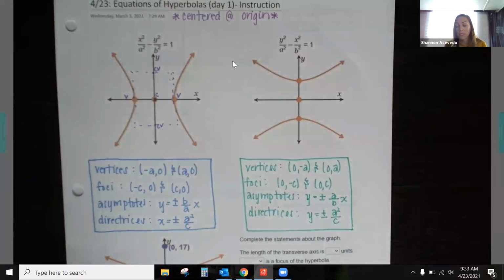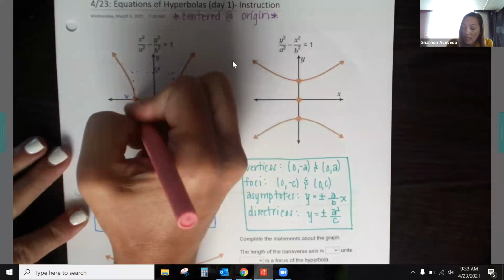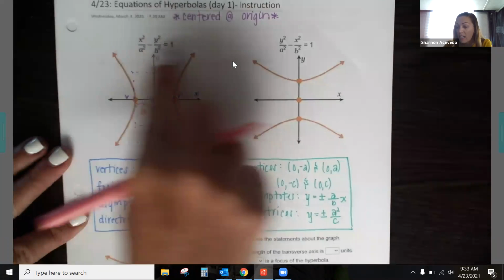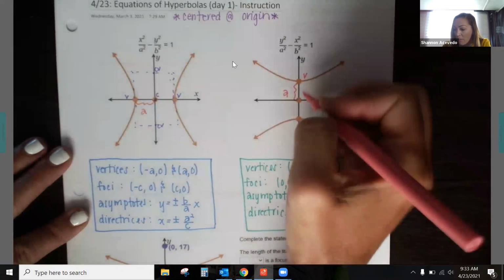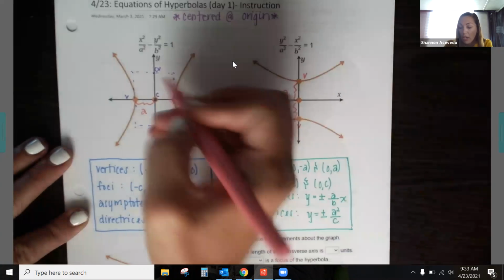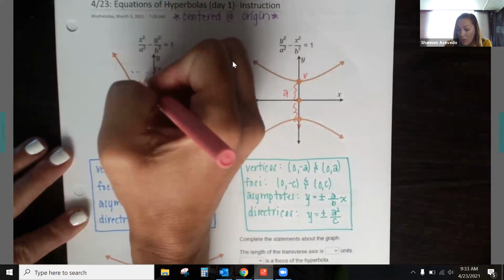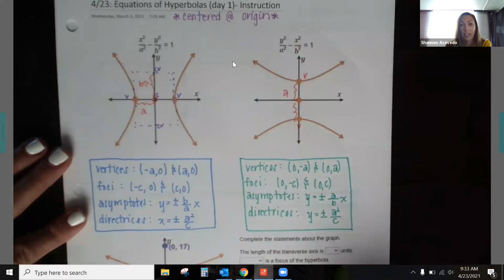When we graphed our ellipses, we talked about how from our center to our vertex, it was a distance of A. Same thing here, whatever this A is, that's going to get me to my vertices. This A value is going to get me to my vertices. To my co-vertices would be my B value. Same thing we just did with our ellipses. This is my B value there to get to my co-vertices.